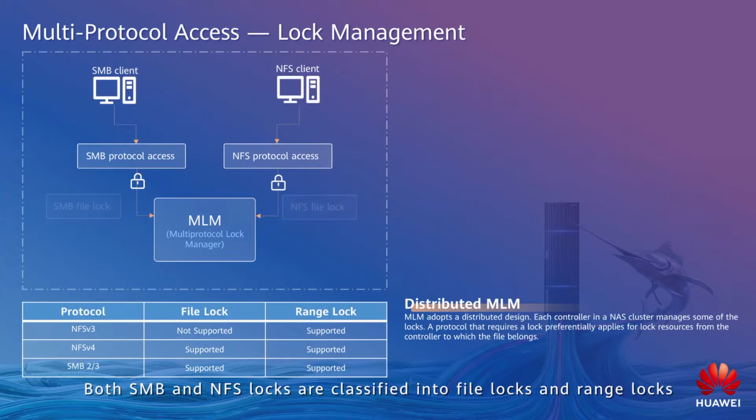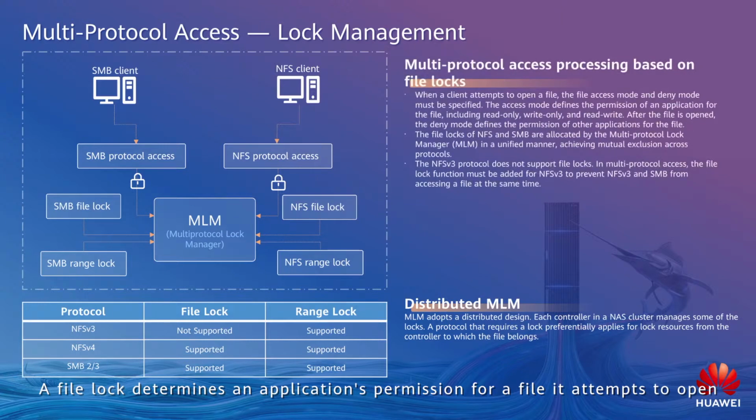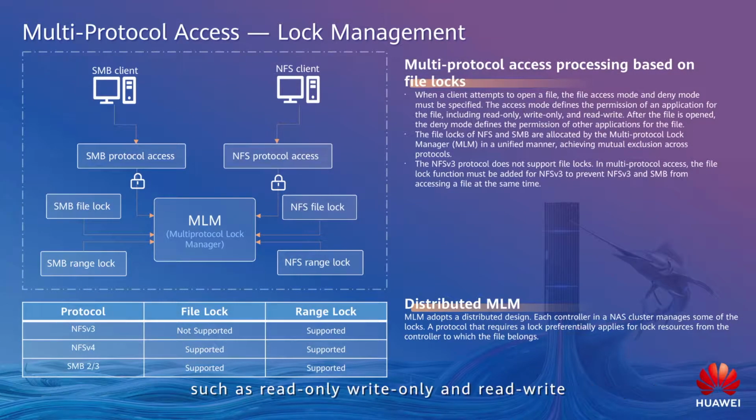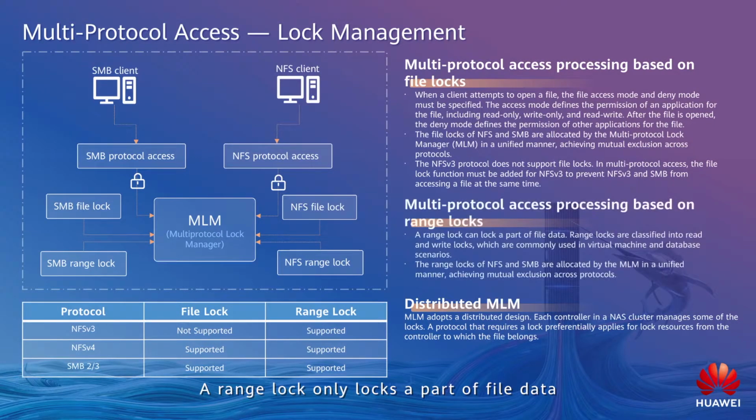Both SMB and NFS locks are classified into file locks and range locks. A file lock determines an application's permission for a file it attempts to open, such as read-only, write-only, and read-write. In addition, an SMB file lock allows users to set an exclusion mode. This mode indicates whether another application can read, write, or delete the currently locked file. A range lock only locks a part of the file data. Range locks are classified into read and write locks. Typically, files in virtualization and database scenarios are large, and a range lock is used if only a small amount of data needs to be read and written at the same time.